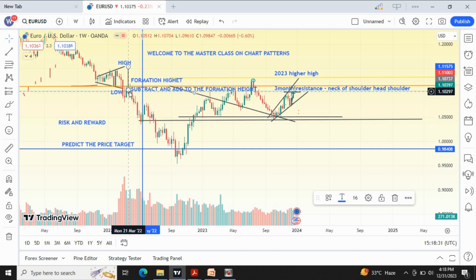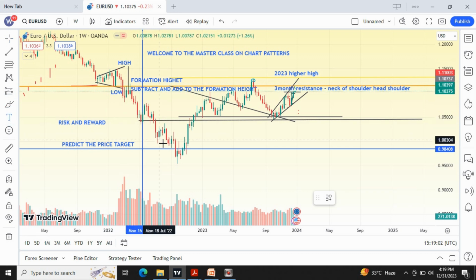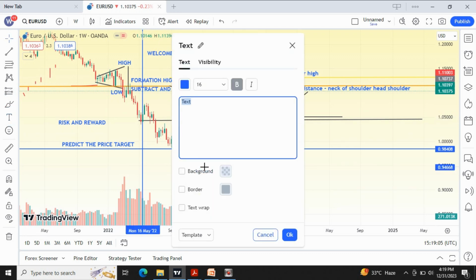Like I said earlier, you subtract the lowest low from the highest high in the formation to give you the formation height. Then add the value to the highest high to get the target price for upward breakout. But for downward, you will minus it. You remove it from the low. It's not that you add. I will show you the practical way to do it now.